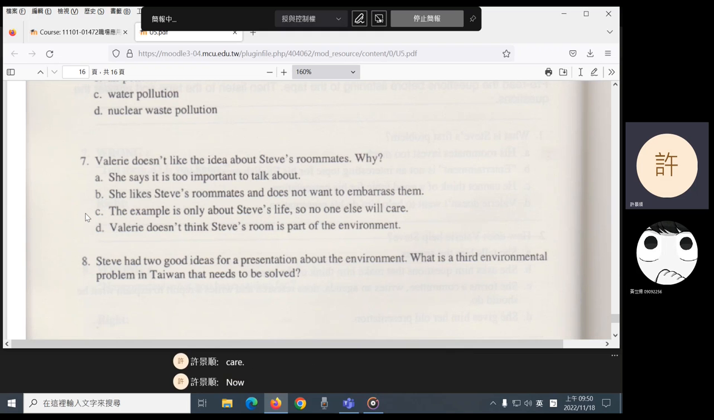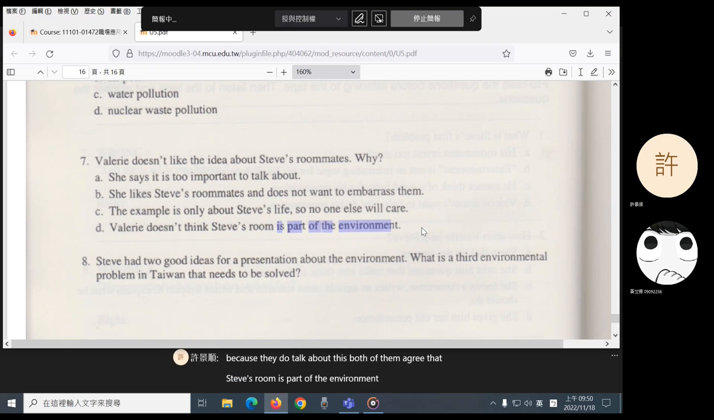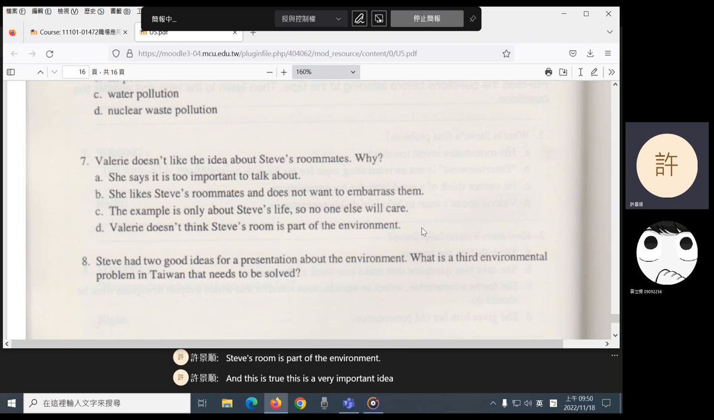Now, the fourth option, D, is a trap, because they do talk about this. Both of them agree that Steve's room is part of the environment. And this is true. This is a very important idea. The environment, or nature, is not something over there. It's not something outside of the city. It's not something that you have to travel far away to see. We are all part of nature. We are all part of the environment.